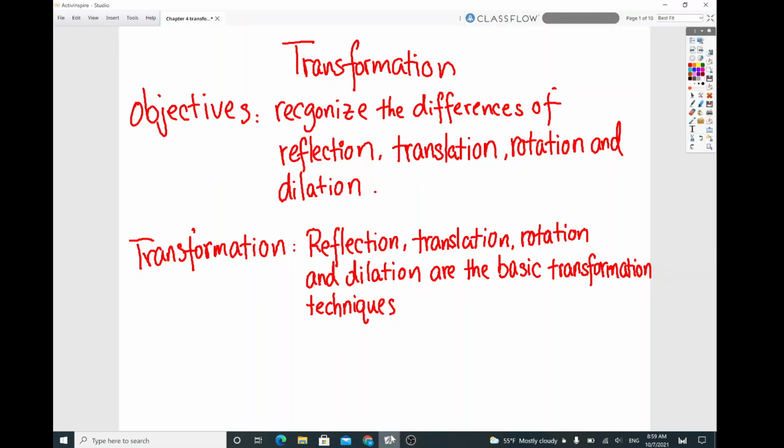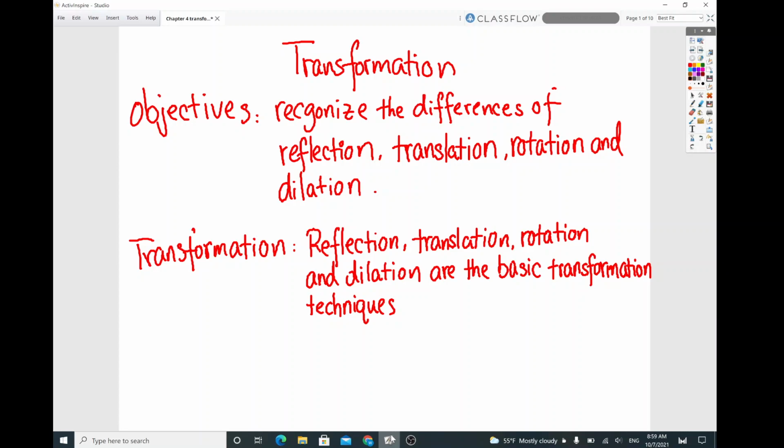So this one is Mr. Chen again. Today I would like to talk about Chapter 4, Transformation. The objective for the lesson today is about recognizing the differences of reflection, translation, rotation, and dilation. Reflection, translation, and rotation are all considered rigid motions for the transformation. Dilation is something a little bit different compared to the rest of those.